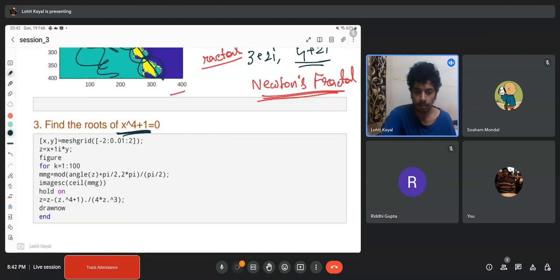So I will post the high resolution image for this z cube plus 1 and for this x to the power 4 minus 1. So you will find it in my Google Drive.